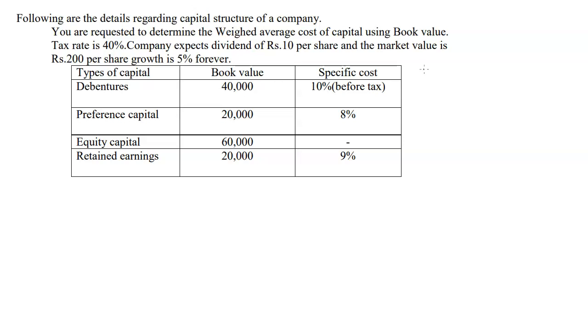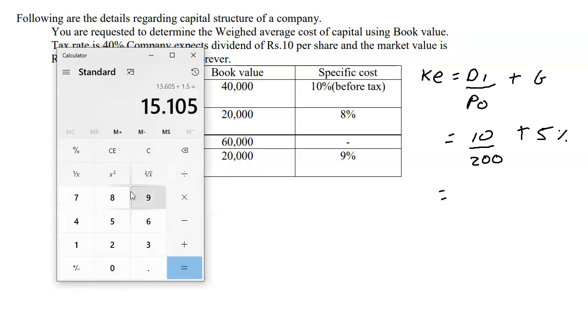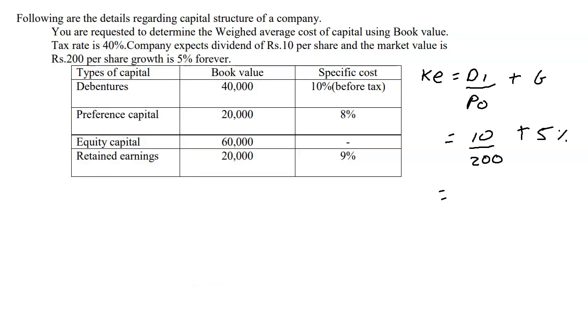Cost of equity is equal to D1, that means next year's dividend, upon P0, which is the current price, plus g. So that is going to give us 10 upon 200 plus g, which is 5%. Now 10 upon 200, if you do on the calculator, you should get 0.05, but let's be sure. 10 upon 200 is 0.05.